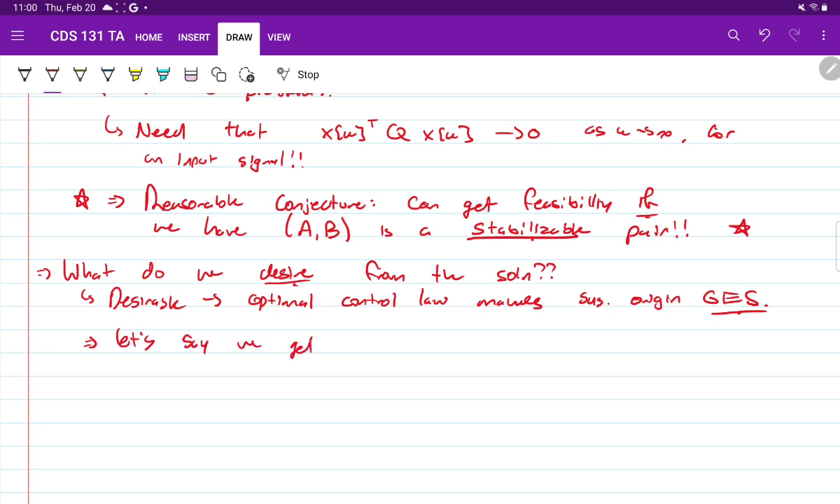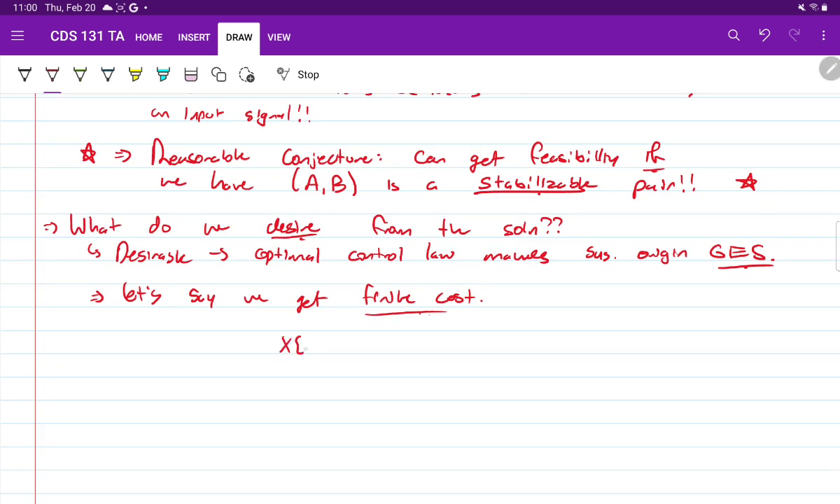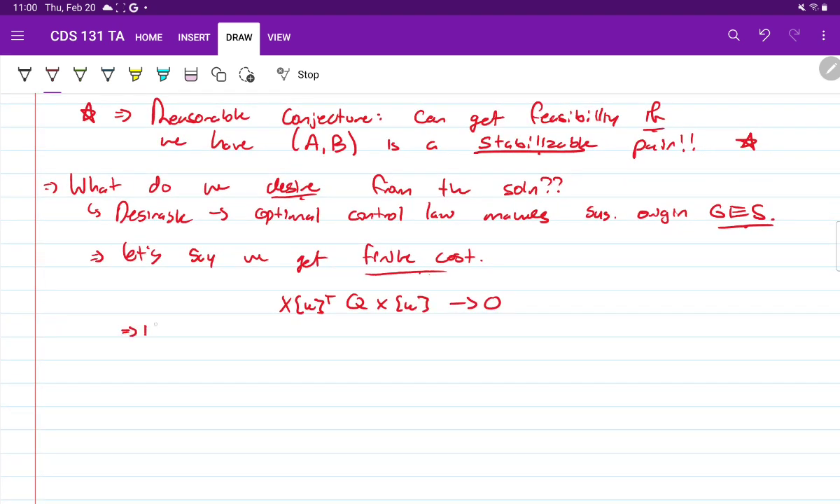Well, let's say we get finite cost. Okay? So we'll assume that A, B is a stabilizable pair, right? Now, we get some control law as a result that gives us finite cost. Now, what conditions does this enforce on our system? Well, as we said above, we have x_k transpose Q x_k will converge to 0, okay? Now what we have is that if Q is positive semi-definite, then there exists a matrix C such that Q equals C transpose C, all right?